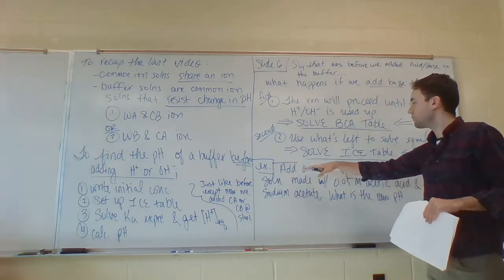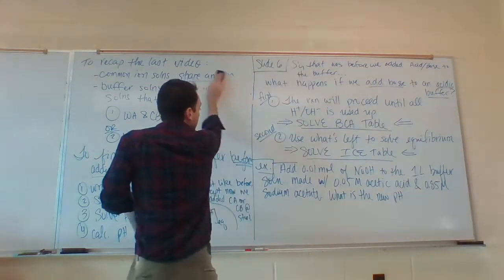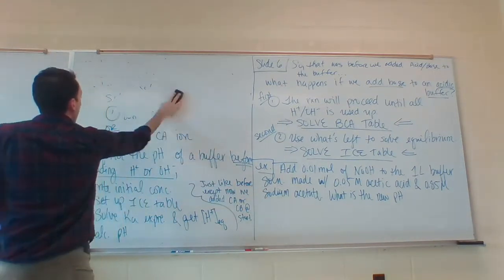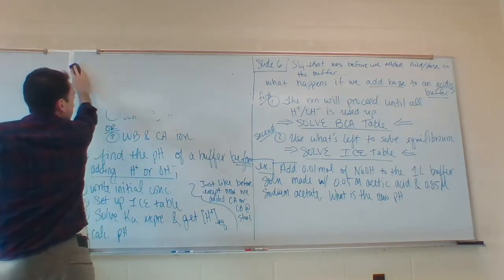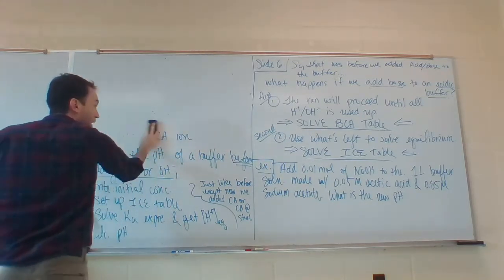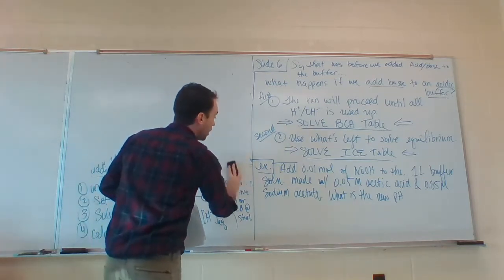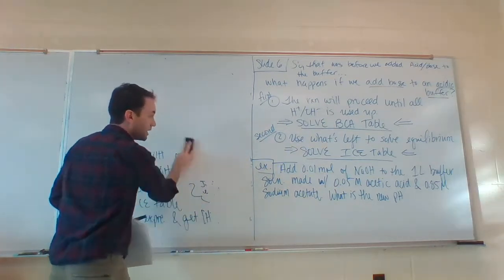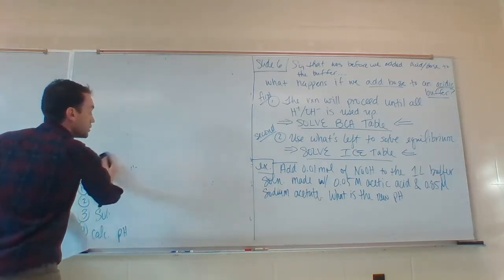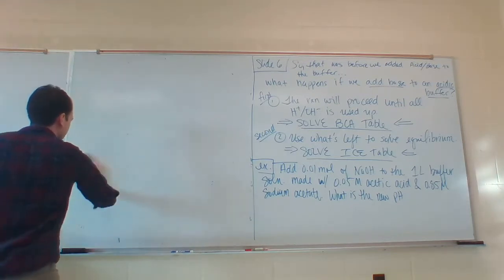Now, to go through an example of this, let's say that we add 0.1 moles of sodium hydroxide to that 1 liter buffer solution that we made last time with our 0.5 molar acetic acid and 0.85 molar sodium acetate.